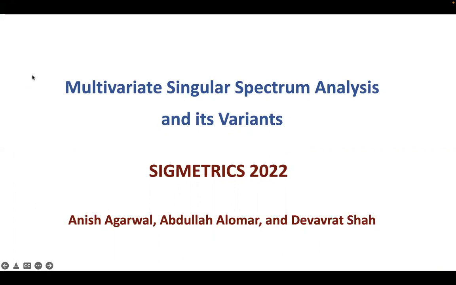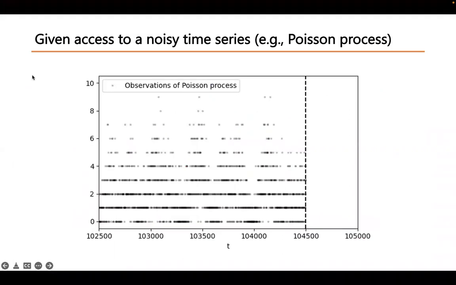Hi, this is the presentation for Sigmetrics for this paper called Multivariate Singular Spectrum Analysis and its Variance. My name is Anish Agarwal, and this is joint work with Abdullah Alamar and Devavrat Shah, and it was done while we were at MIT.